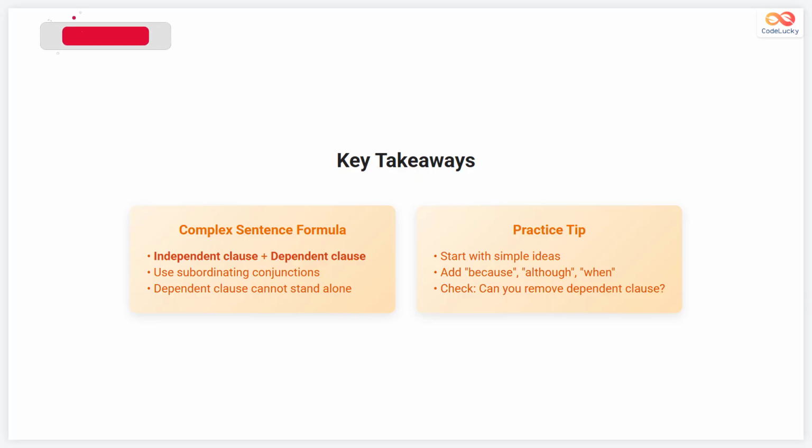Remember the complex sentence formula: one independent clause plus one dependent clause connected by subordinating conjunctions. The dependent clause cannot stand alone as a complete sentence. Practice by starting with simple ideas, adding words like because, although, or when, then test by removing the dependent clause.